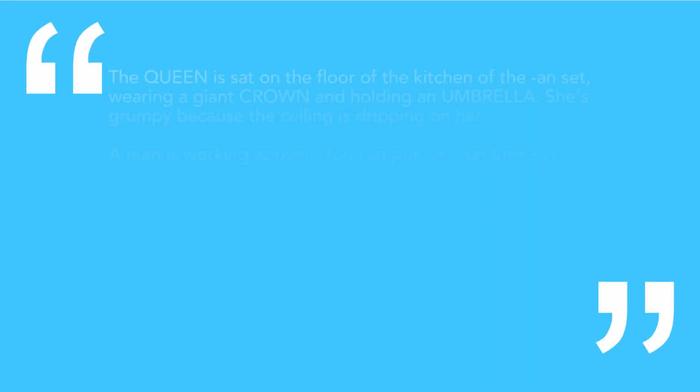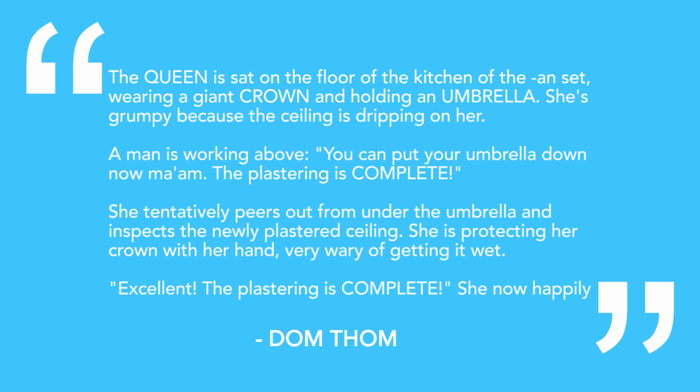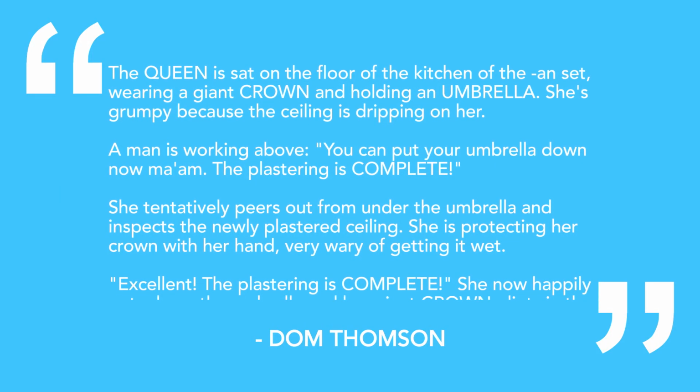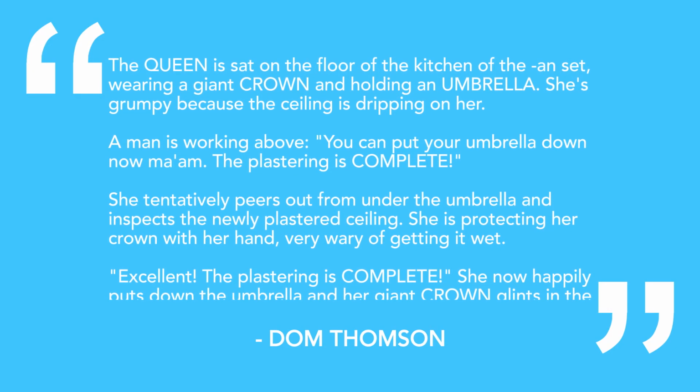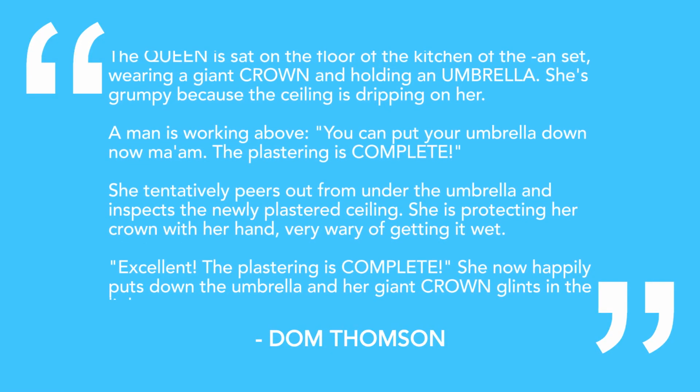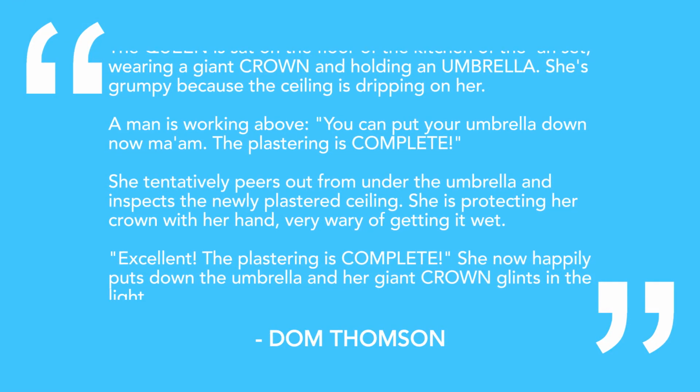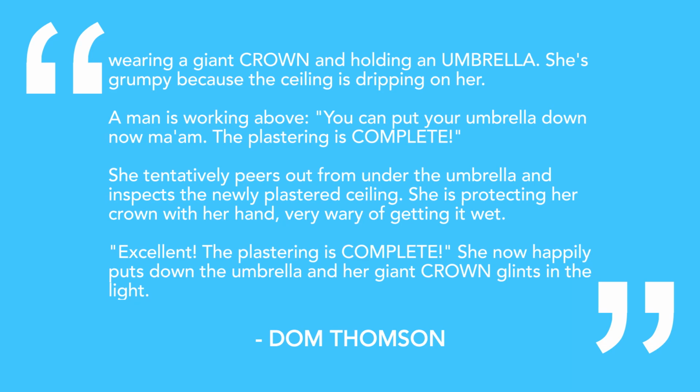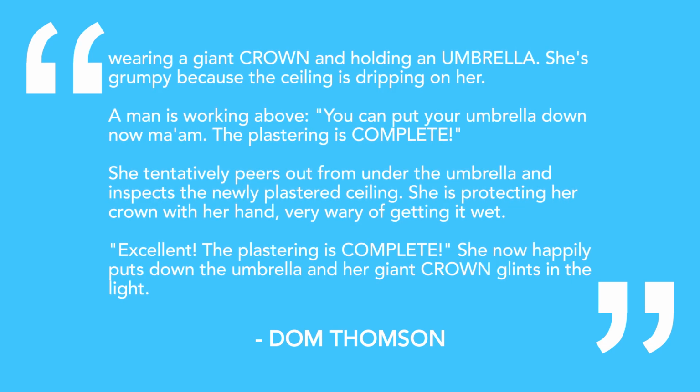He says, the queen is sat on the floor of the kitchen of the AN set, wearing a giant crown and holding an umbrella. She's grumpy because the ceiling is dripping on her. A man is working above. You can put your umbrella down now, ma'am. The plastering is complete. She tentatively peers out from under the umbrella and inspects the newly plastered ceiling. She is protecting her crown with her hand, very wary of it getting wet. Excellent. The plastering is complete. She now happily puts down the umbrella, and her giant crown glints in the light.